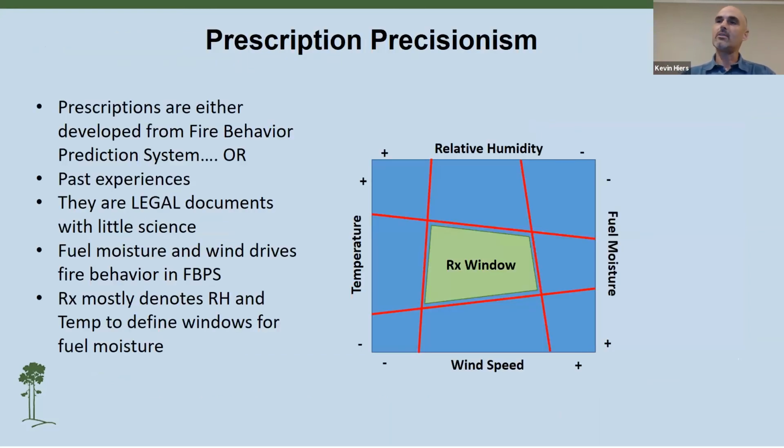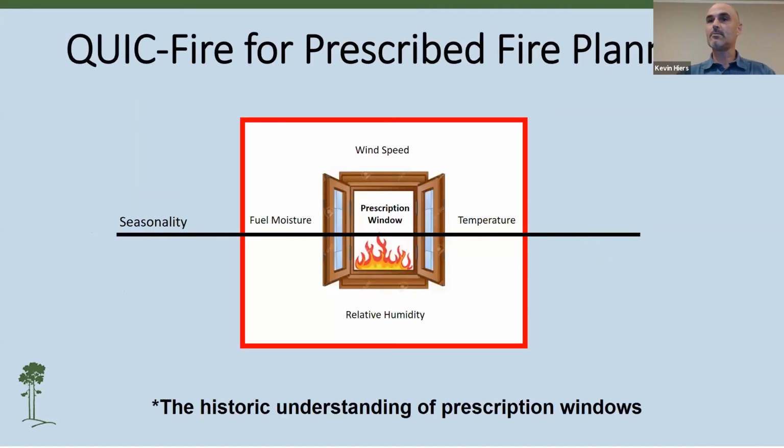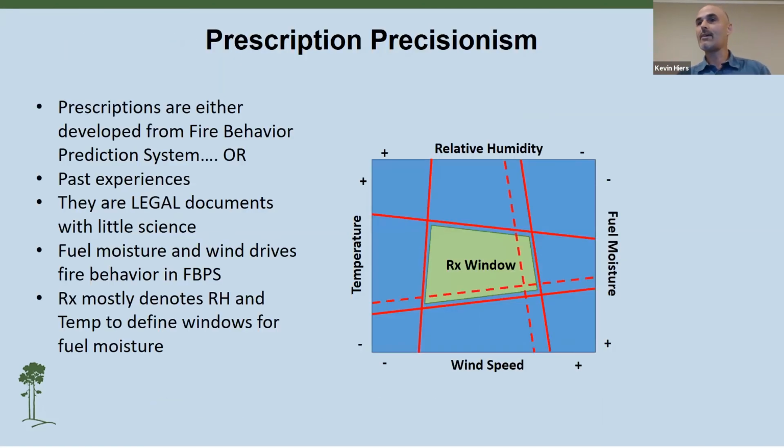But we have gotten so precise, overly so, with the way that we constrain our prescription parameters. We have those relative humidity, temperature ranges, wind speeds, and fuel moisture. And every time something bad happens, we start truncating the decision space for prescribed fire managers. And we just do it kind of ad hoc. And now we have to get a variance to operate outside of that dashed line. And every time we do that, it's a legal document. And so now we're potentially putting ourselves at risk.